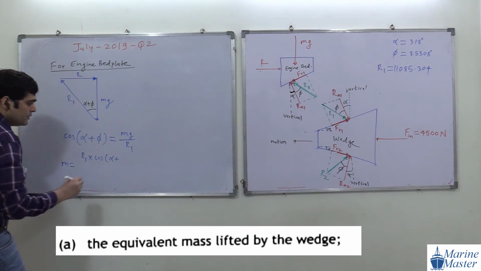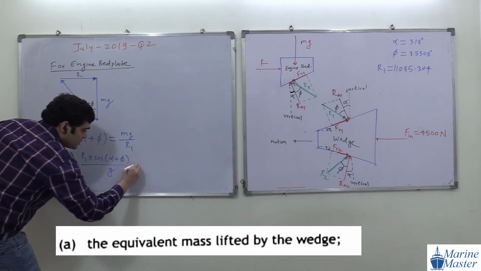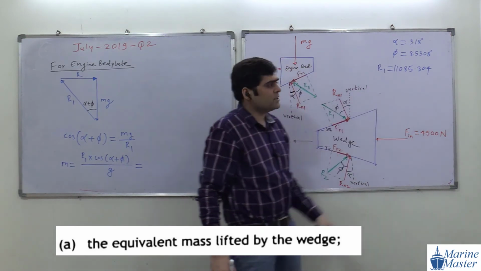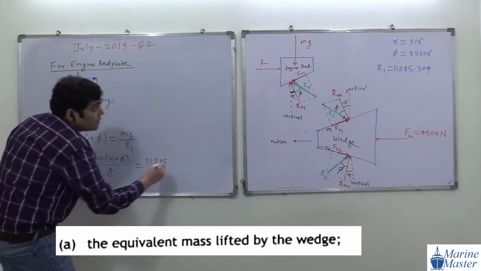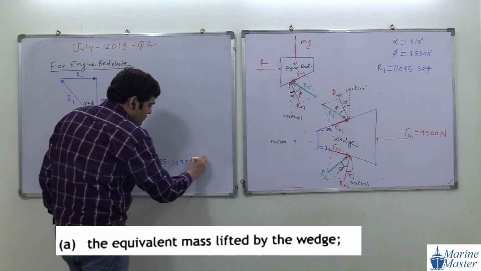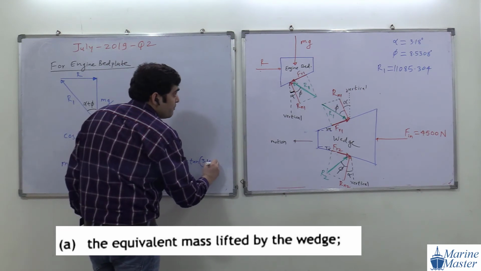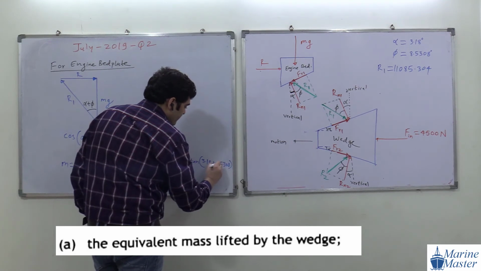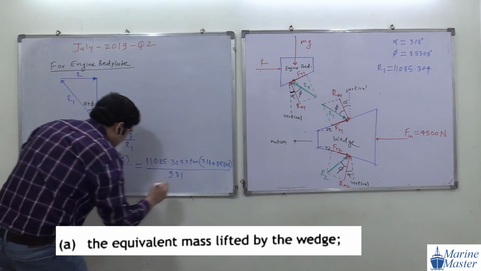See the point here, everyone. Alpha plus phi divided by g. So what is the value of R1? We calculated 11085.305. So tan of alpha is 3.18 plus 8.5308, divided by g. G means acceleration due to gravity, 9.81.